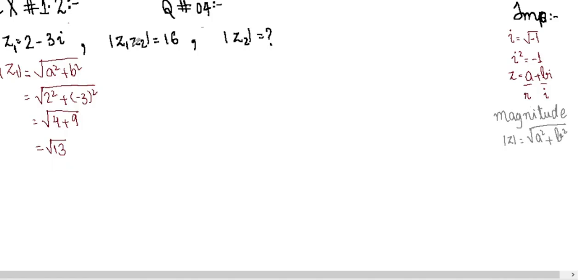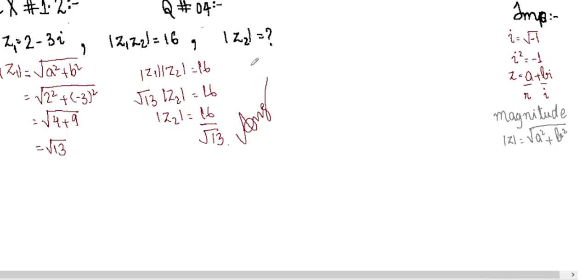Now we are given that the magnitude of z1 and z2 together equals 16, which is the magnitude of z1 into the magnitude of z2 equals 16. Now the magnitude of z1 is equal to under root 13. So under root 13 into the magnitude of z2 equals 16. Now the magnitude of z2 equals 16 divided by under root 13, and this is your answer.